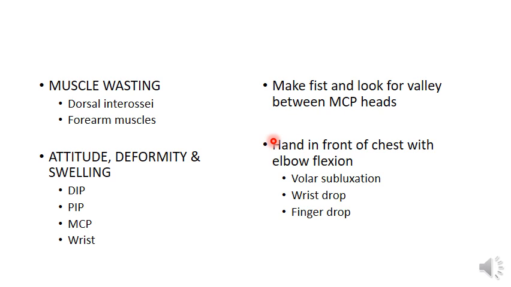Ask the patient to keep the hand in front of the chest with the elbow flexed. Look for any volar subluxation, which can indicate rheumatoid arthritis. A wrist drop is seen in cases of radial nerve palsy, and a finger drop is usually seen in case of ruptured tendons.